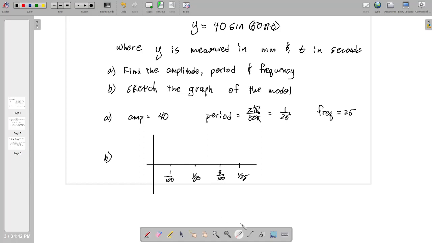We have the sine curve, so we start at 0 when t is equal to 0. And then we go up to 40. First point, at the second point, we're at 0. Third point, we go down to negative 40. And then the fifth point is at the 0 because it's the sine curve. So this is what our curve looks like.